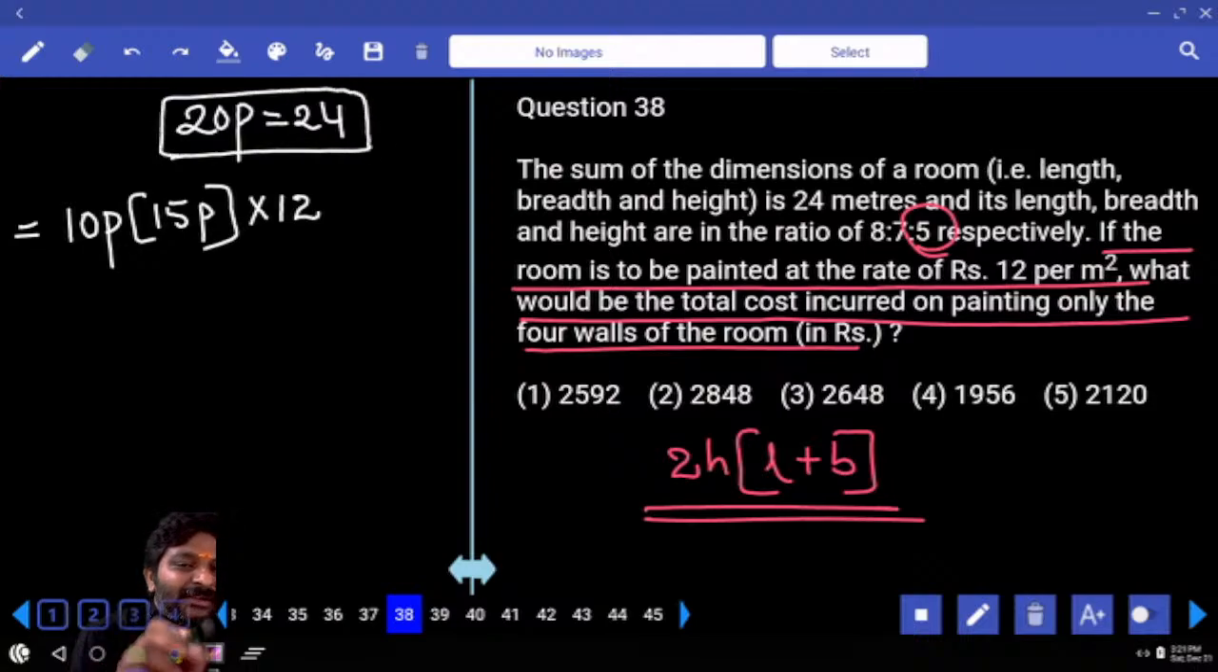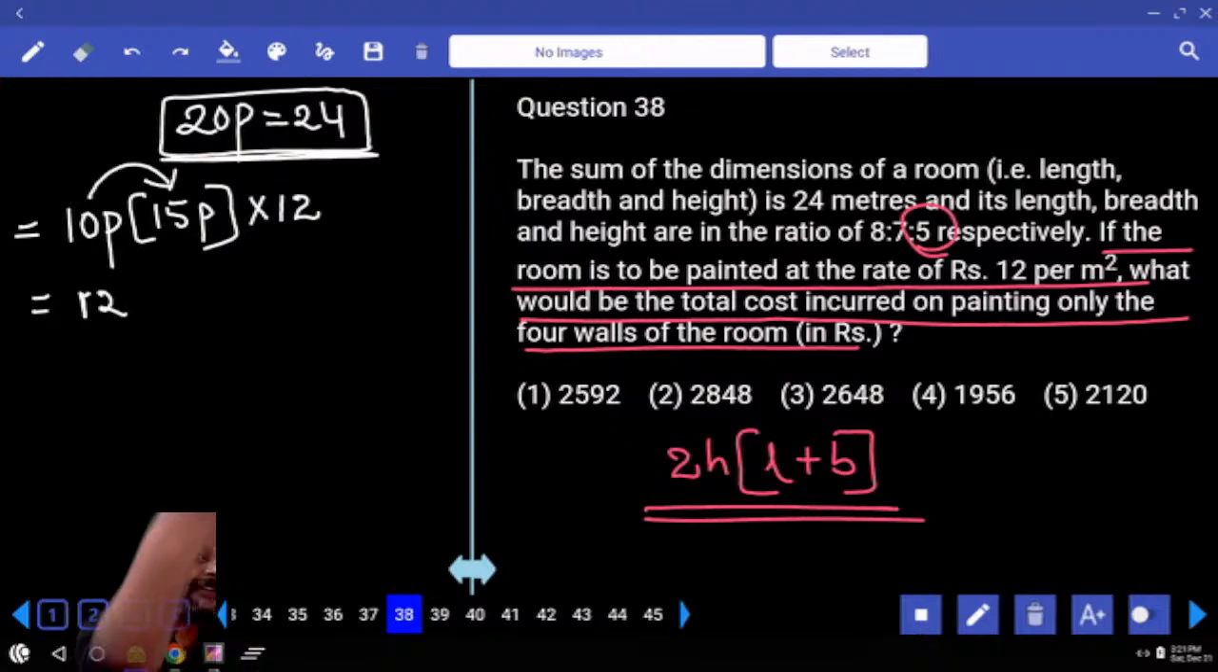20 parts is equal to 24, so 10 parts is equal to 12. Using 10 parts, how do you get 15 parts? Half more. Come on. Already we know the 10 parts value, and now we need 15 parts. We need to add half. What is half of this? 6. Add 6.